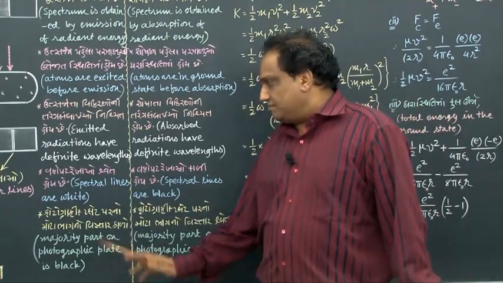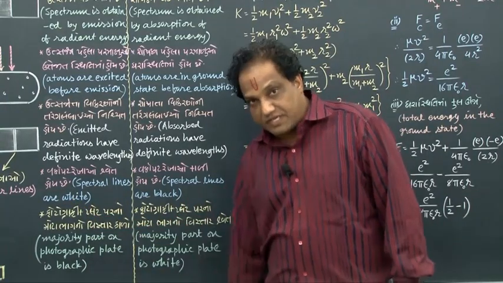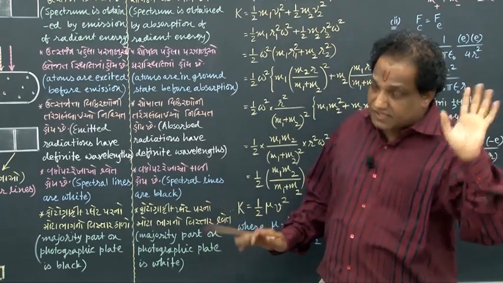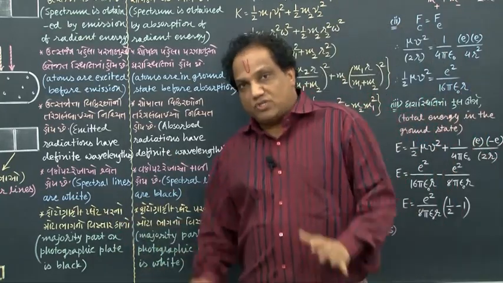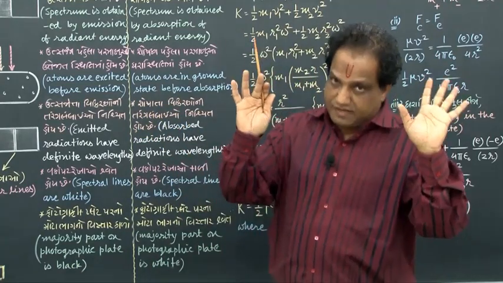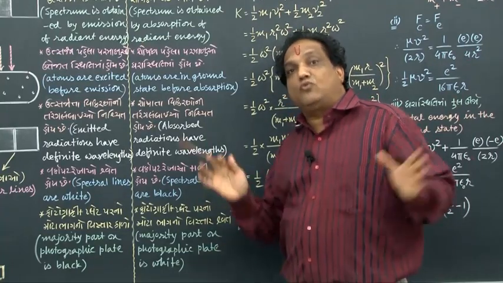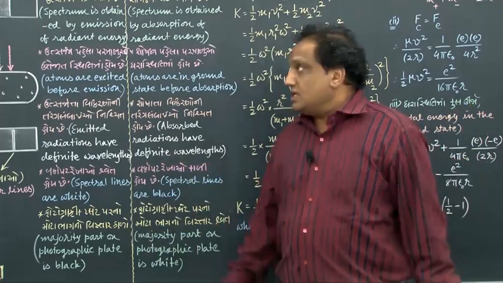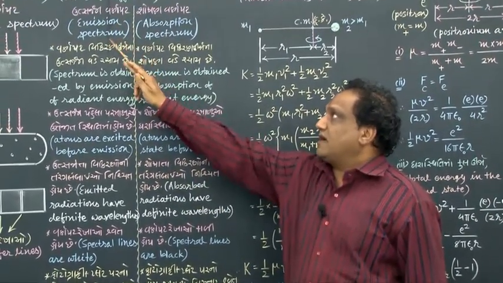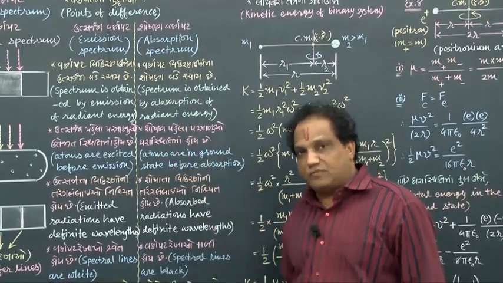Then the last point: here spectral lines are white, and here spectral lines are black, which are called Fraunhofer lines. Here the majority region on the photographic plate remains black. Here the majority region on the photographic plate turns out to be white. So these are some very important points of difference between emission spectrum and absorption spectrum. Please prepare all these points.